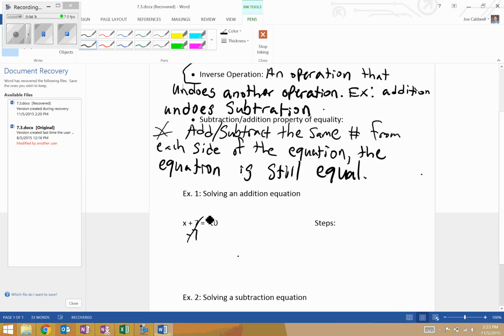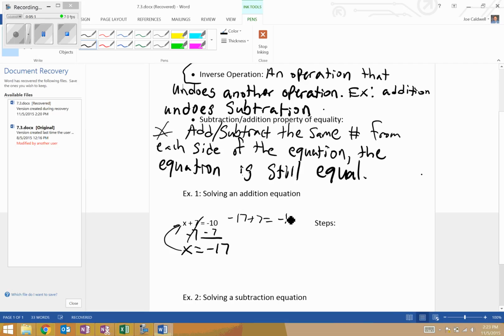But here's the deal. You can't just take 7 away from one side of the equation and not do it to the other side. Whatever you do to one side, you have to do to the other side. Since we subtracted 7 on the left, all we're left with on the left is x, because those canceled out. Since we subtracted 7 on the left, we also need to subtract 7 on the right. Negative 10 minus 7 gives us negative 17. You should always plug your answer back in. Negative 17 plus 7 equals negative 10. That should be a true statement, and it is.